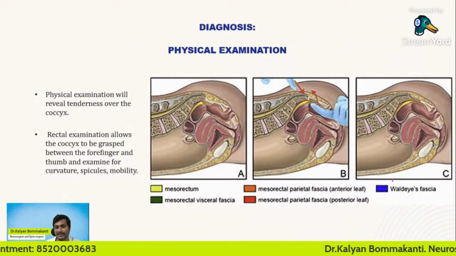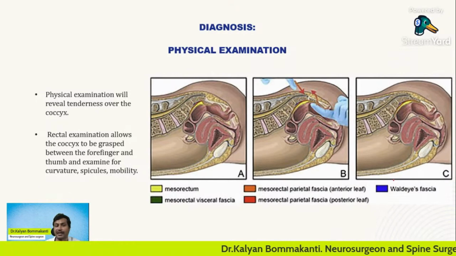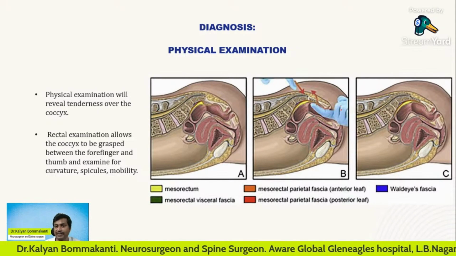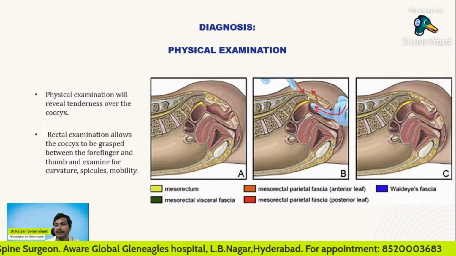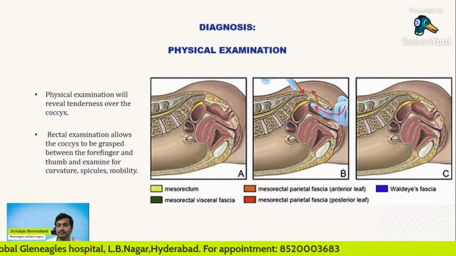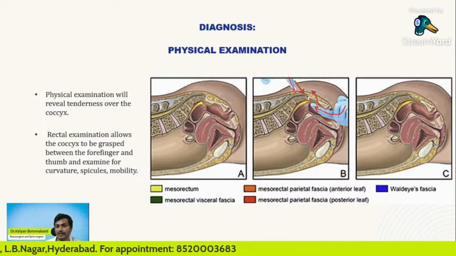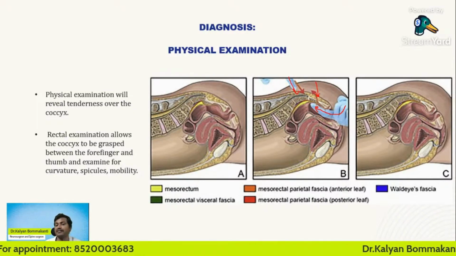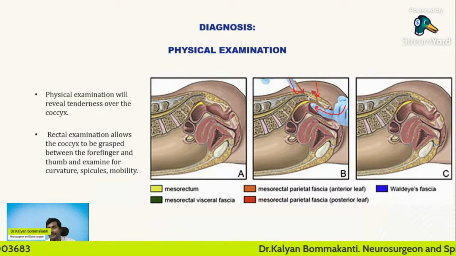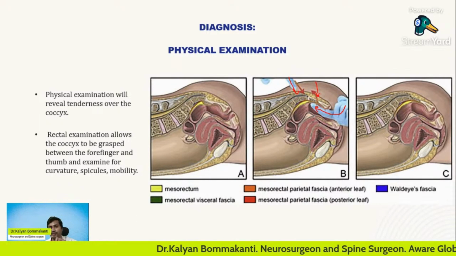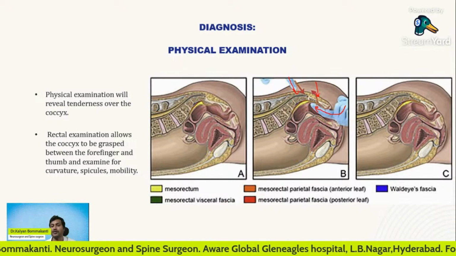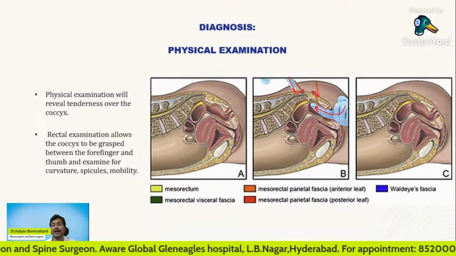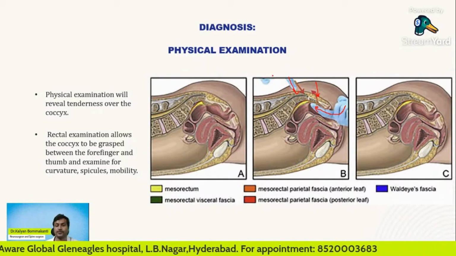How do you diagnose? The gold standard for diagnosis is palpation. How do you palpate? This is called bimanual palpation. The physician puts one finger inside the anus and the other finger is put externally. So the physician tries to palpate your coccyx between his two fingers. You'll be able to elicit the pain. He will be able to diagnose abnormal curvatures and also abnormal pathologies like spicules.